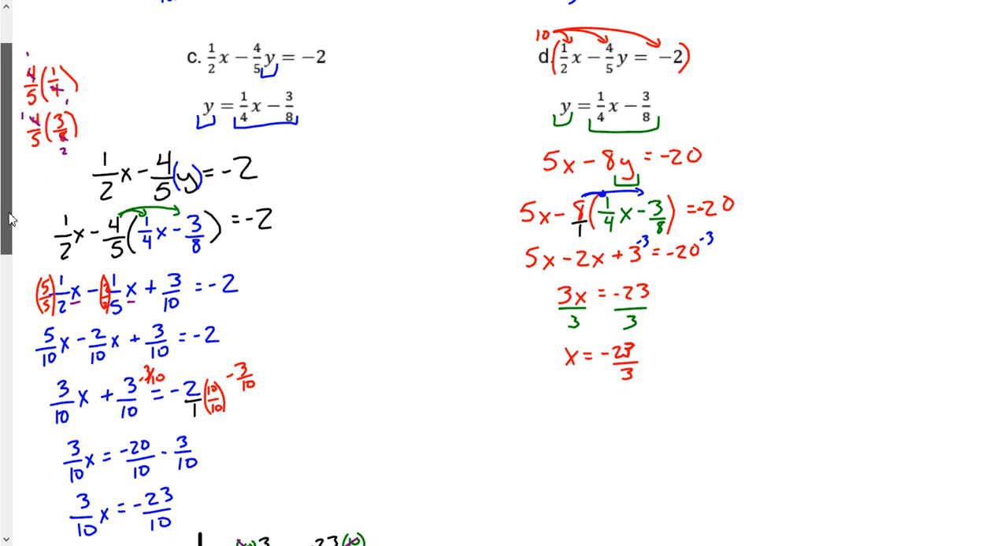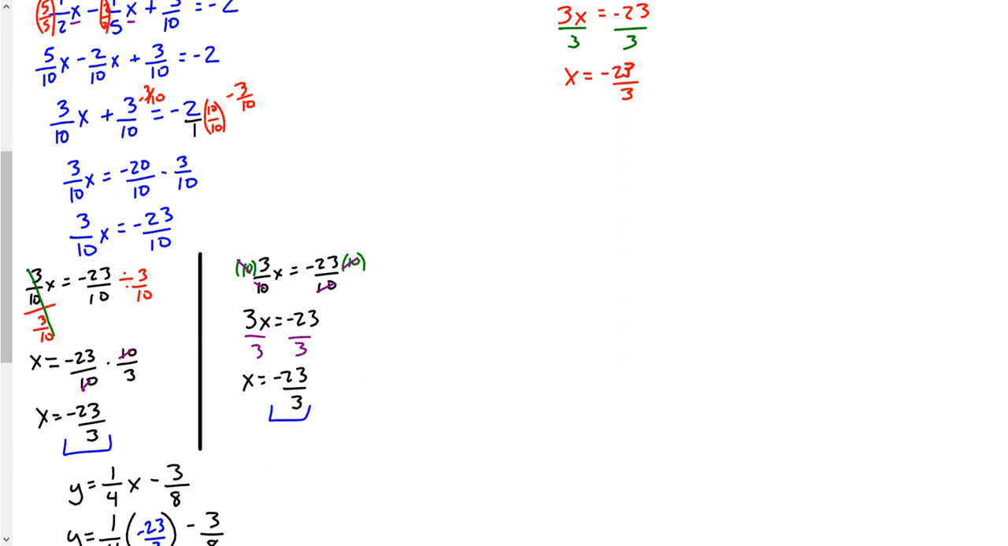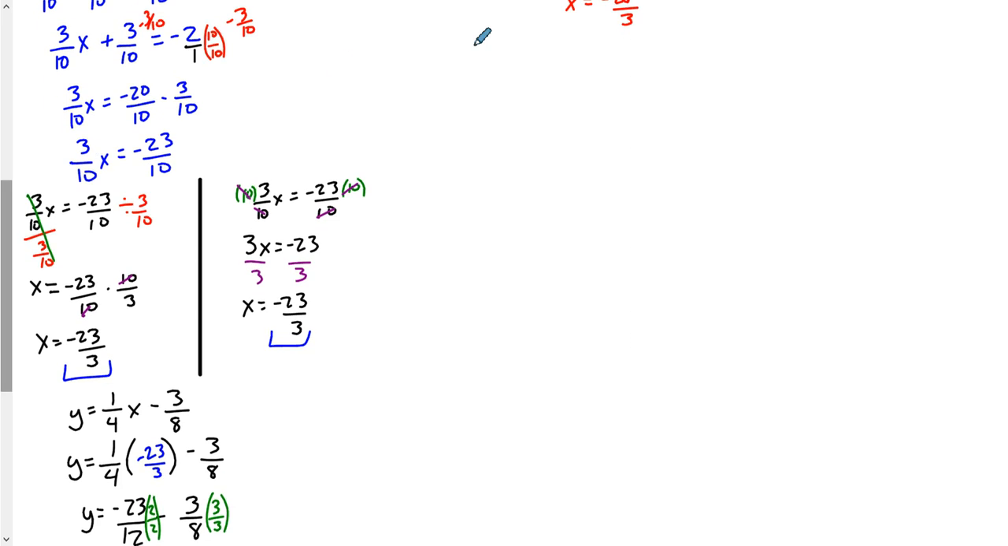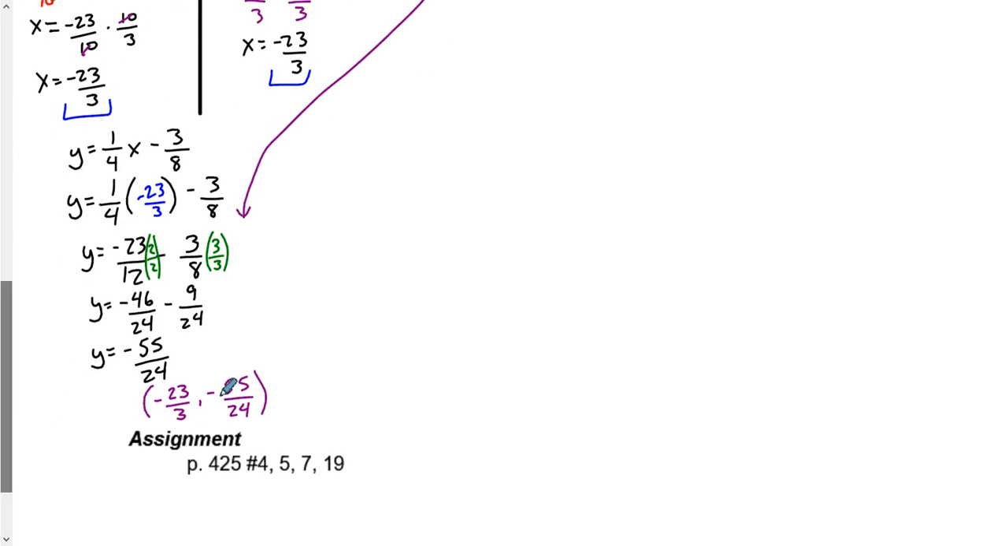Now that I know what my x is, well, I've already done all the work. X is -23 over 3. Continue on with this work down here. The y will still be -55/24, which means that our answer is still going to be -23/3, comma -55/24. No matter what, we still get the same answer.